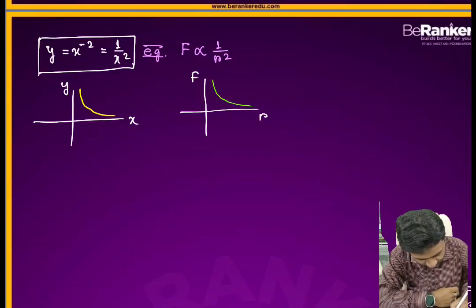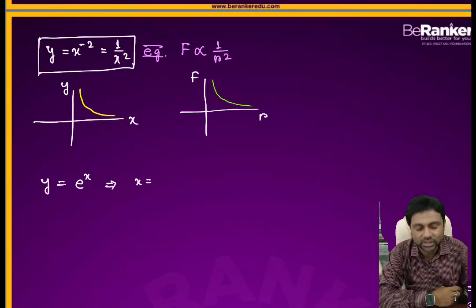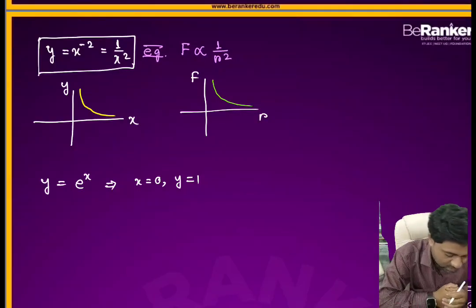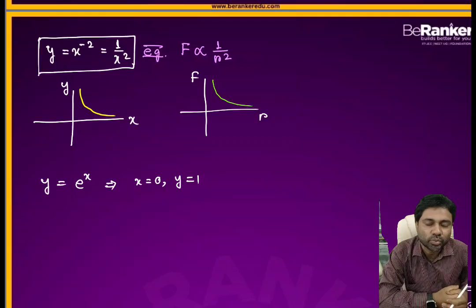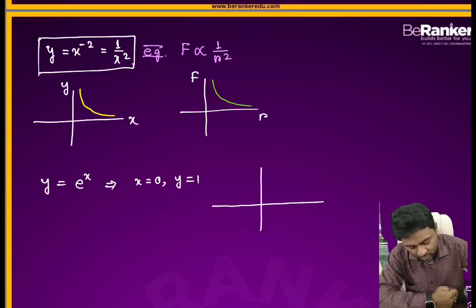Now let's study a few more graphs, which are of our importance. Like y equals to e to the power x. Suppose when x occurs at the exponent, that's the exponential curve. When x equal to 0, y equal to 1. So this graph cuts the y-axis at the point x equal to 0, y equal to 1. And it will be exponential: if x has a large value, then y is also large.